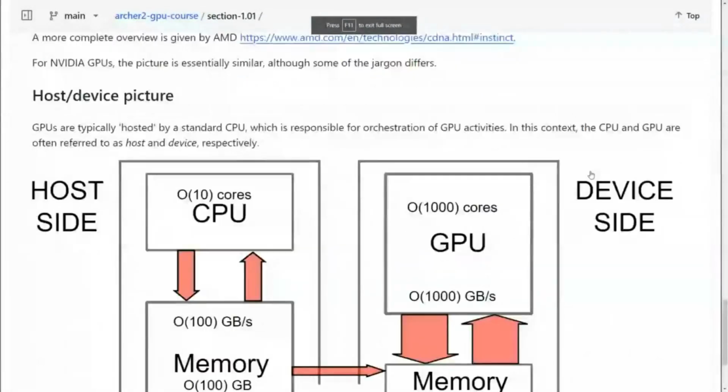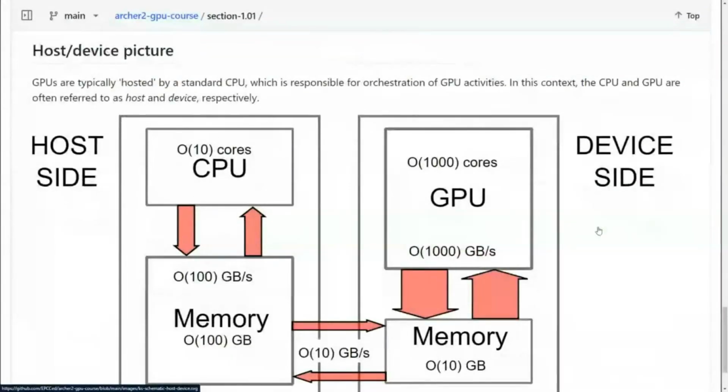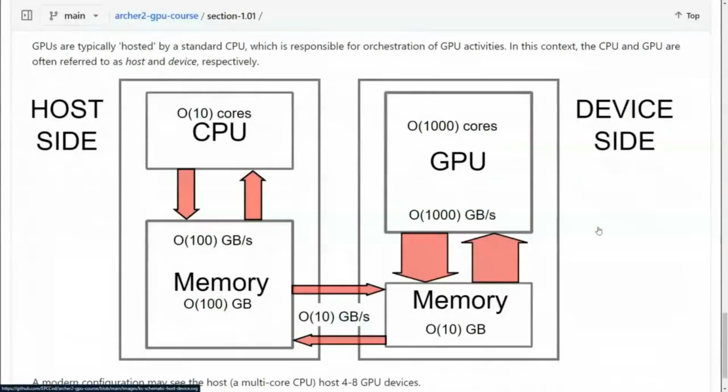A little bit more discussion on the host-device picture that's going on here. In practice, what does a GPU node end up looking like? If we take a slightly simplified case where we have a single CPU and a single GPU on a node, and each of them has some memory, usually the GPUs are hosted by a standard CPU. There's nothing special about the CPU. It's what you'd expect of any other part of the system. It's responsible for orchestrating the GPU's activity. In this context, the CPU is referred to as the host, and the GPU is referred to as the device. So you have this concept of host side and device side. Each of the CPU and the GPU have some memory associated with them.